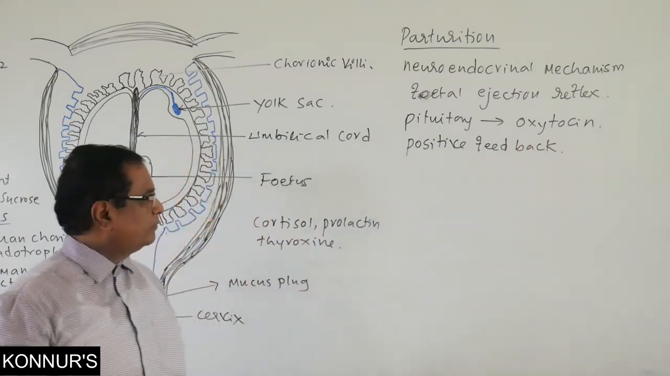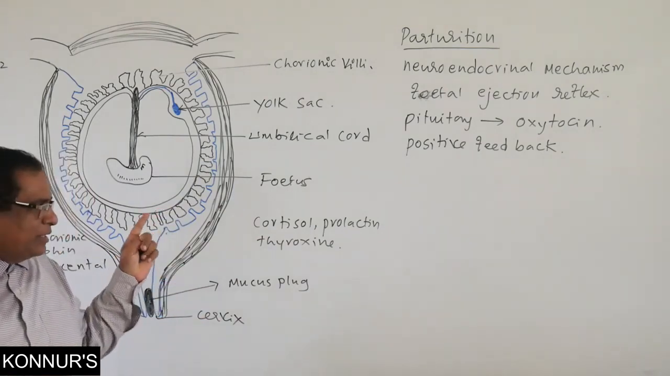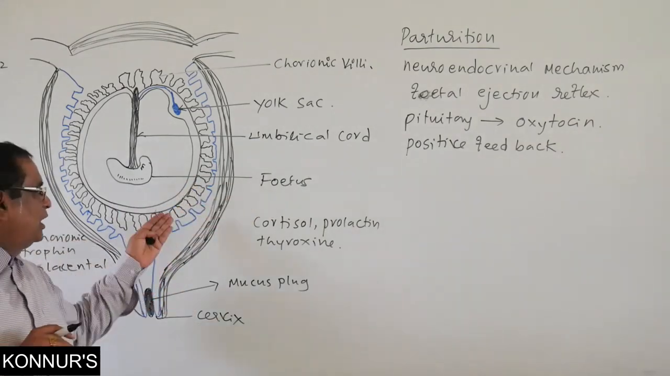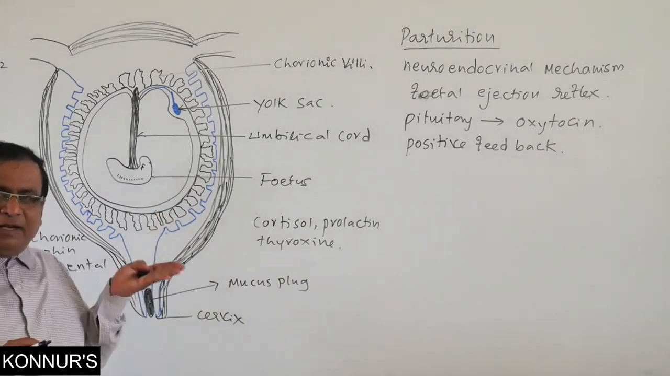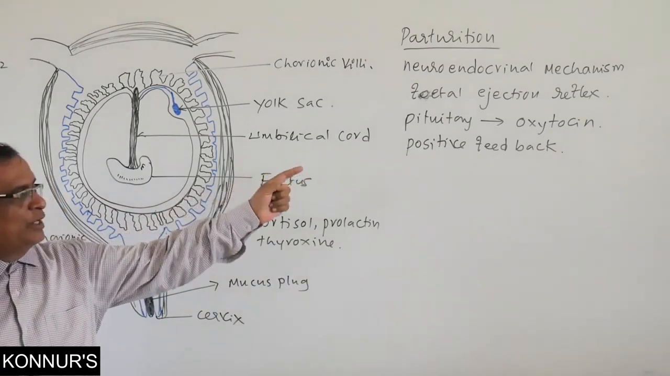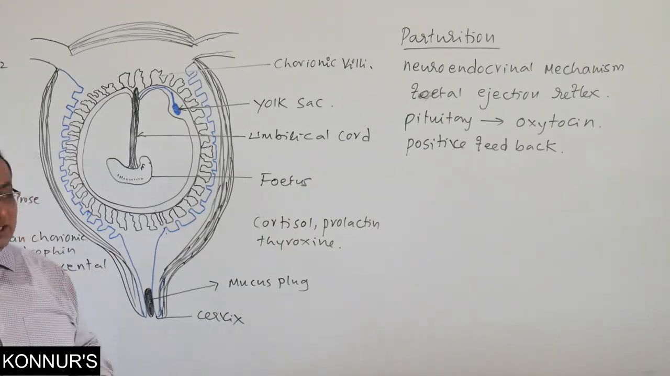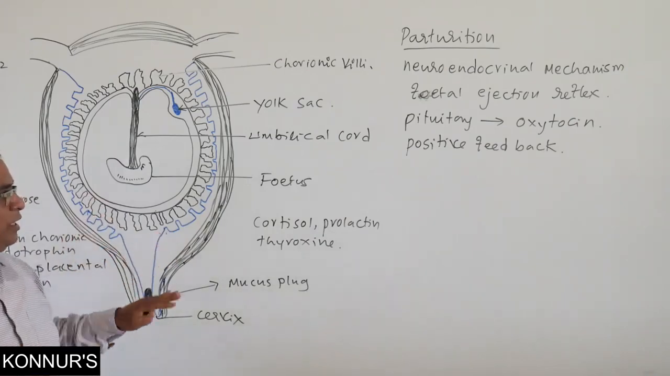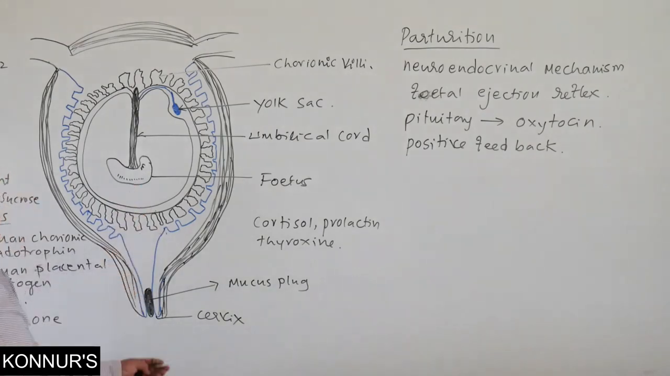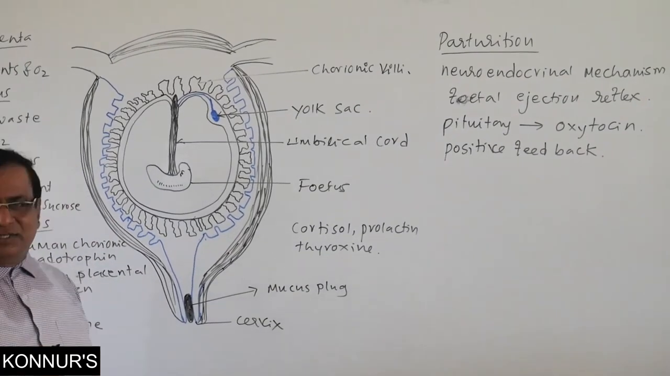Positive feedback in the sense, when uterine contraction increases, that stimulates the pituitary to produce oxytocin. Once oxytocin is produced, uterine contraction is further increased, and that further stimulates the pituitary to produce oxytocin. Positively they are influencing each other, so that uterine contraction becomes stronger and stronger. That leads to delivery. The fetus comes out through the birth canal along with the placenta.